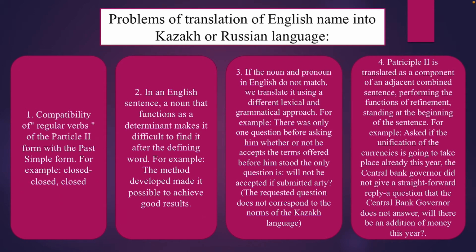The fourth, the second participle is translated as a component of an adjacent combined sentence, performing the functions of refinement standing at the beginning of the sentence. For example, asked if the unification of the currencies is going to take place already this year, the central bank governor didn't give a straightforward reply. Will there be an addition of money this year?